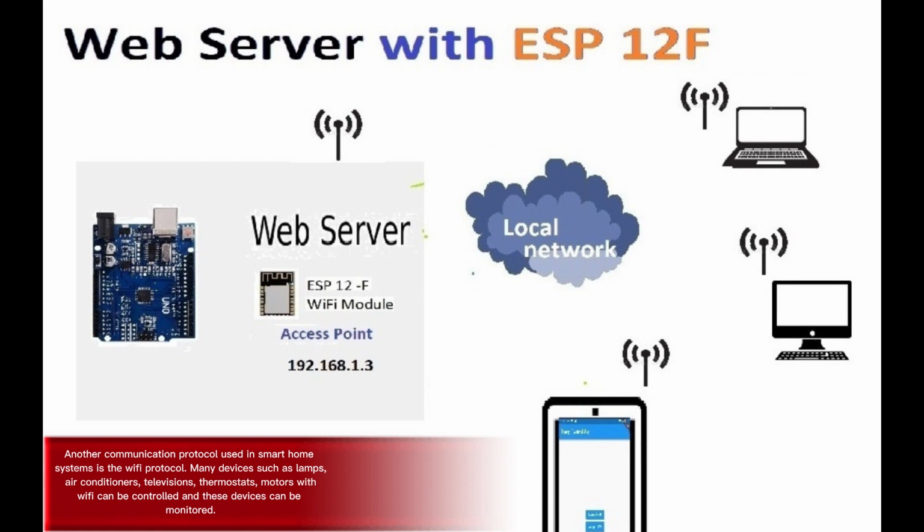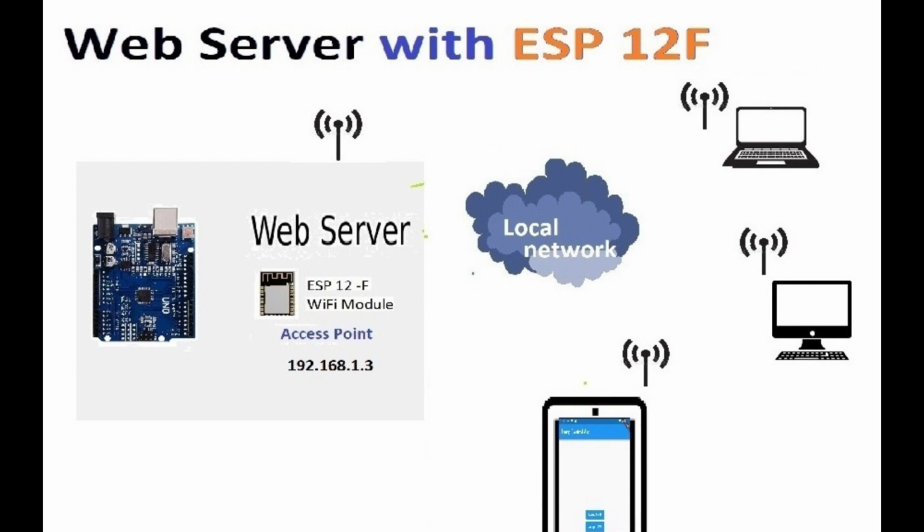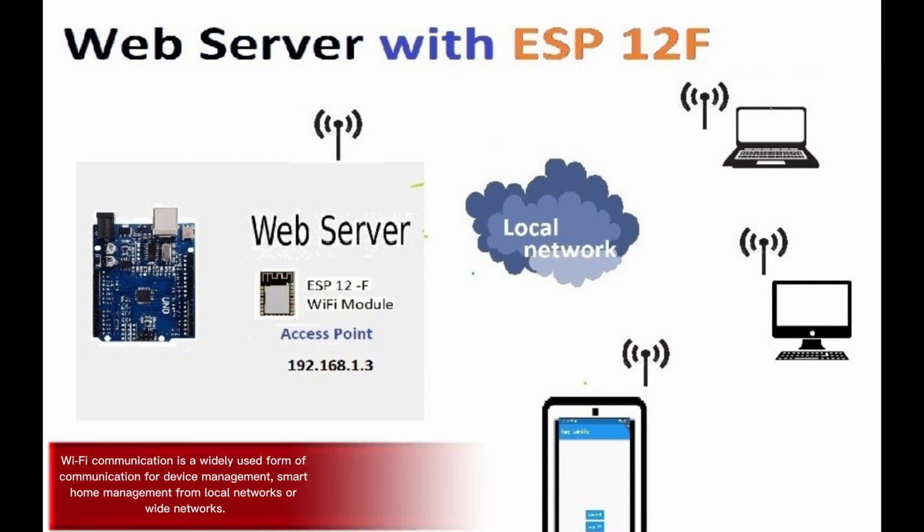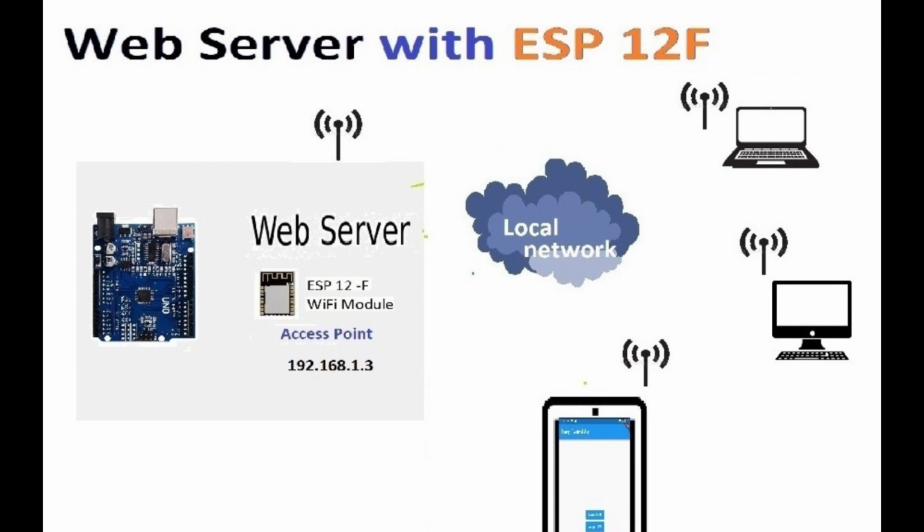Another communication protocol used in smart home systems is the Wi-Fi protocol. Many devices such as lamps, air conditioners, televisions, thermostats, and motors with Wi-Fi can be controlled, and these devices can be monitored. Wi-Fi communication is a widely used form of communication for device management, smart home management from local networks or wide networks.